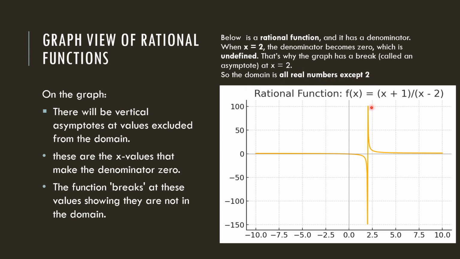It means that when you see a graph like this, the domain is the real numbers on the right side here, and the real numbers on the left side here, with the exception of x equal to 2, which means that at that point the graph will break.